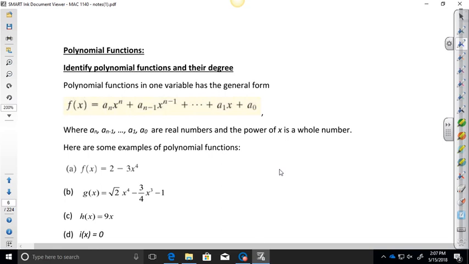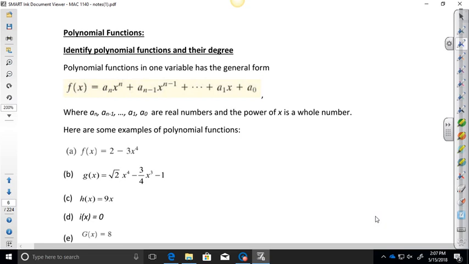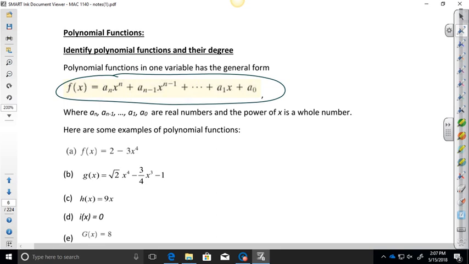Polynomial functions. This is 5.1. Polynomial functions. Polynomial functions are functions that look like that.